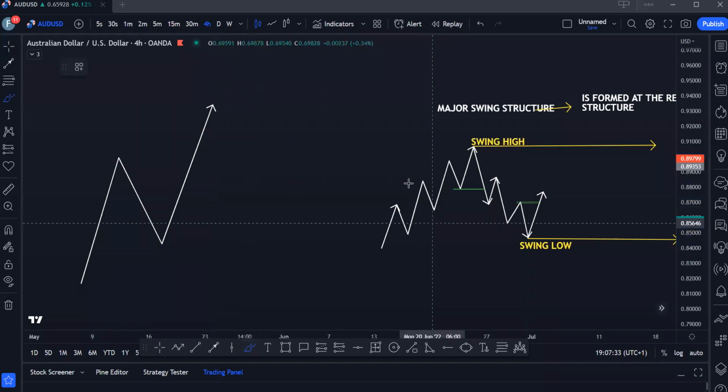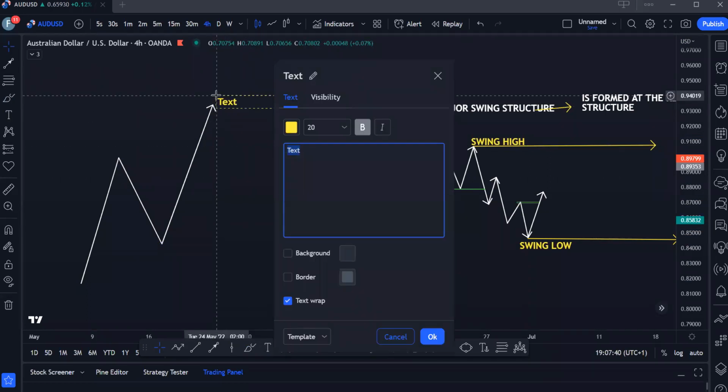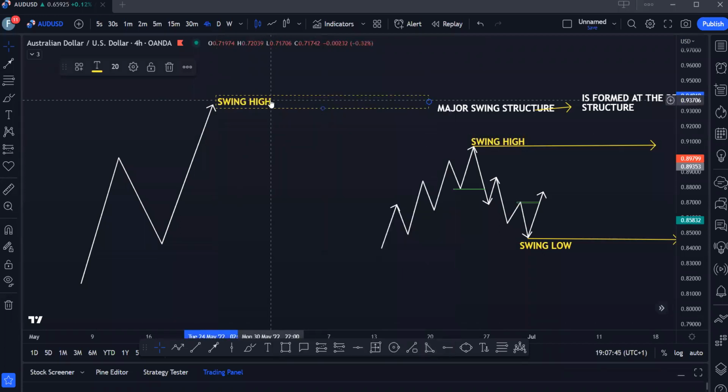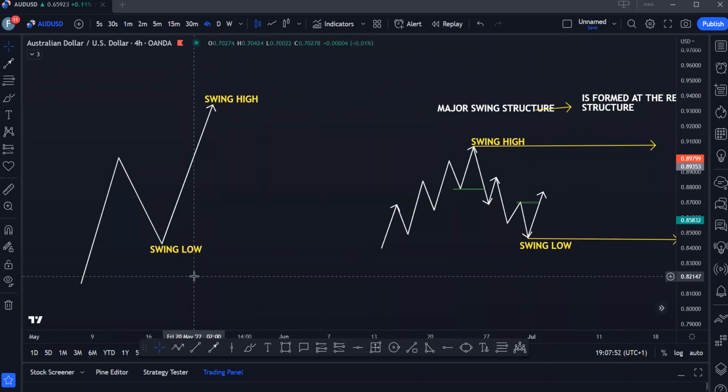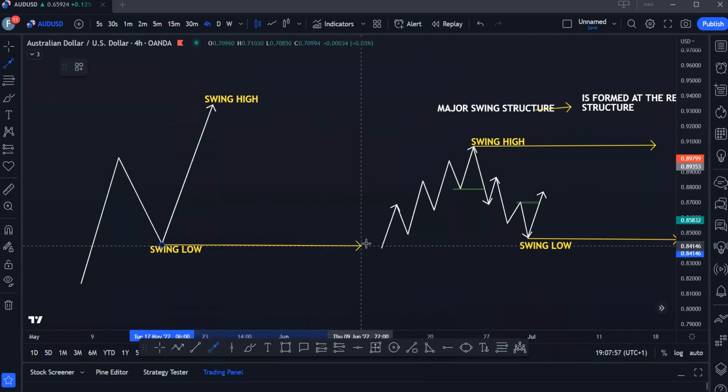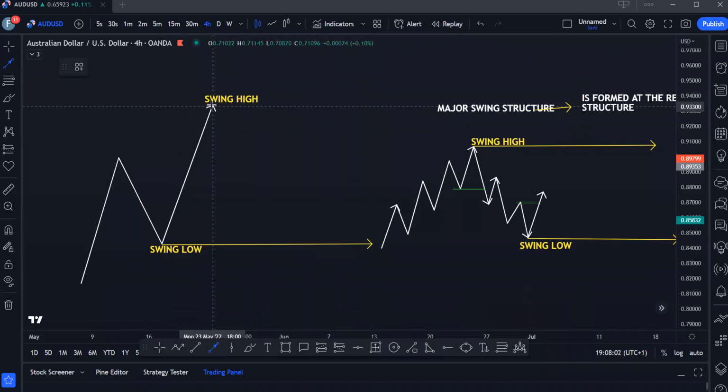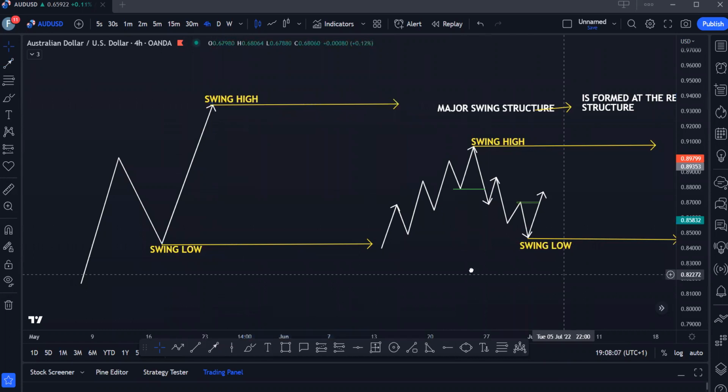In the case of a major swing structure, this is your swing high. This is your swing high. And then this is your swing low. Everything that happens in between swing high and swing low is major structure, something similar to major structure.